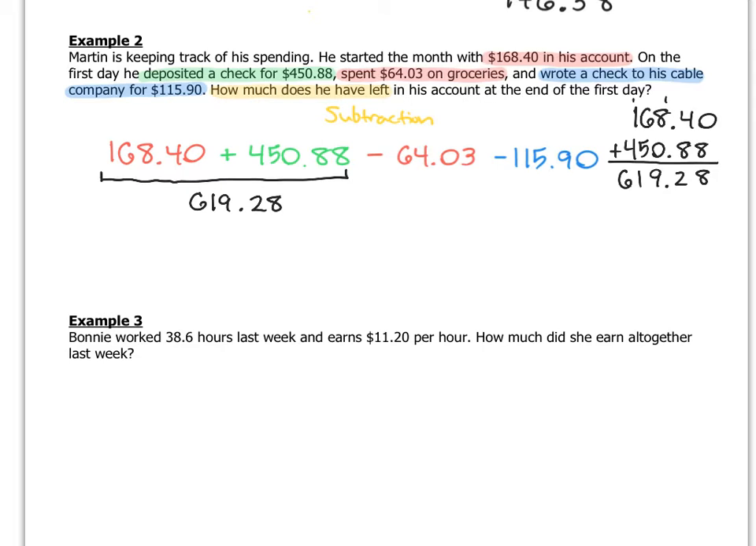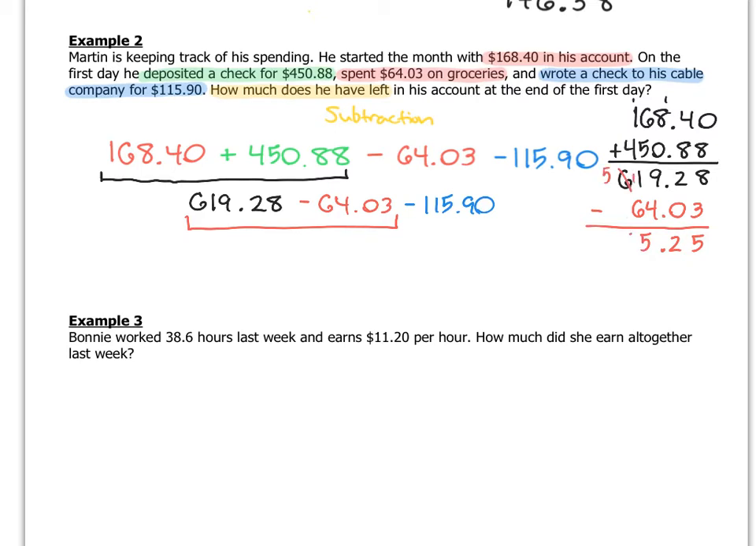From there, I'm supposed to subtract 64.03 and then also 115.90. So my next step is going to be to do this subtraction. Subtract 64.03 from my 619.28. So again, I'm going to line up my decimal points in subtraction, just like I do with addition, and do 8 minus 3, which is 5, 2 minus 0, 9 minus 4, and then I'll need to borrow from this 6 to do 11 minus 6, which is 5, and then 5 comes down. So now I have 555.25.